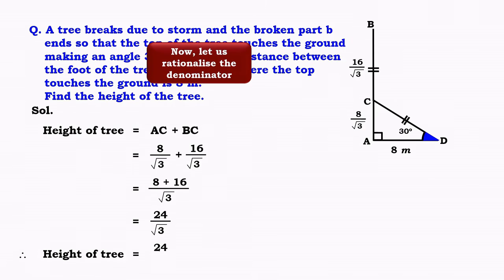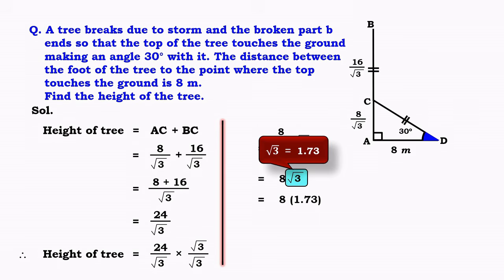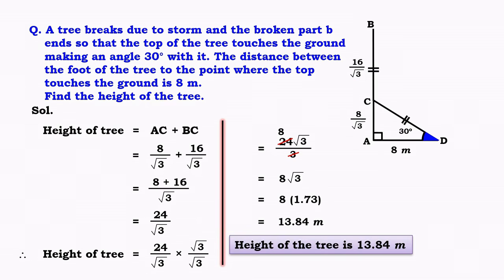Now, we need to rationalize the denominator. For this, we multiply both the numerator and denominator by root 3. This gives us 24 root 3 divided by 3. On simplifying, 24 divided by 3 gives us 8 root 3. So, the height of the tree is 8 root 3 meters. Using the approximate value of root 3 as 1.73, we get 8 multiplied by 1.73, which is 13.84. Therefore, the height of the tree is 13.84 meters.